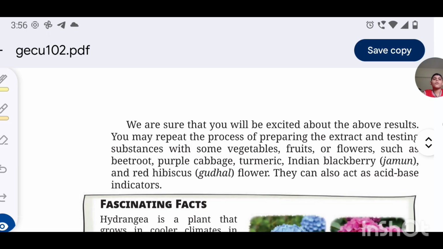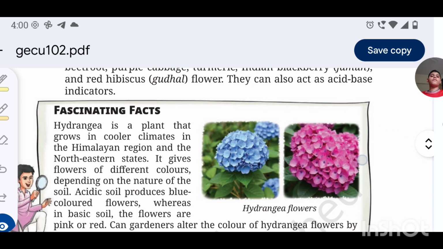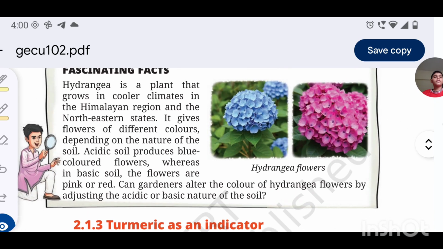Okay, so now I will show you one. I will show you after some time. Okay, so first, it is being prepared. We need fresh vegetables, we need fresh things.